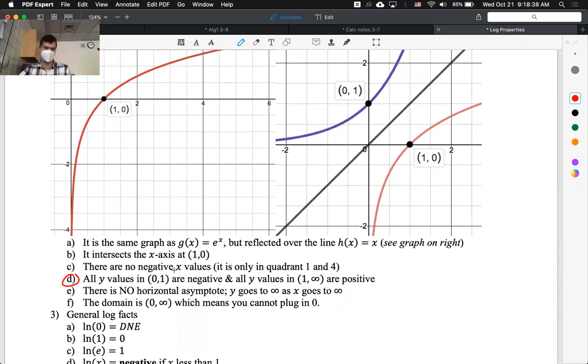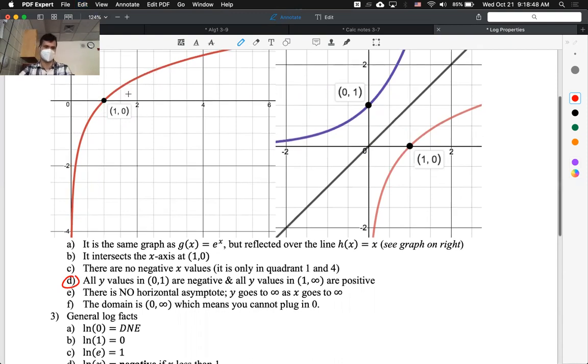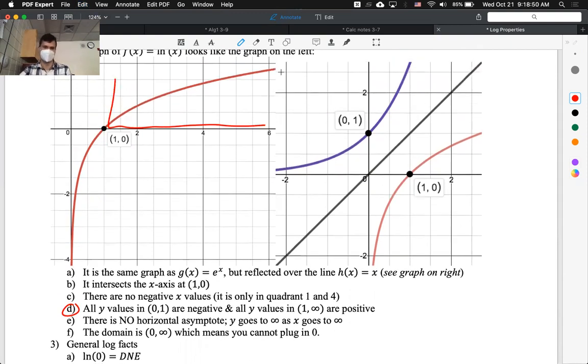D, all the y values for x in between 0 and 1. I'm talking about this interval right here. All of these y values, all the heights, are always negative between 0 and 1. And on the other side of that, all the x values above 1 have a y value that is positive. E, there are no horizontal asymptotes. It goes to infinity, so it does go up and up forever.